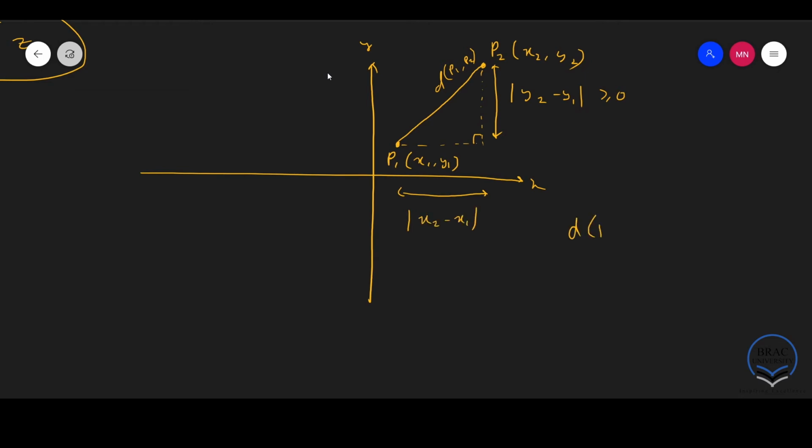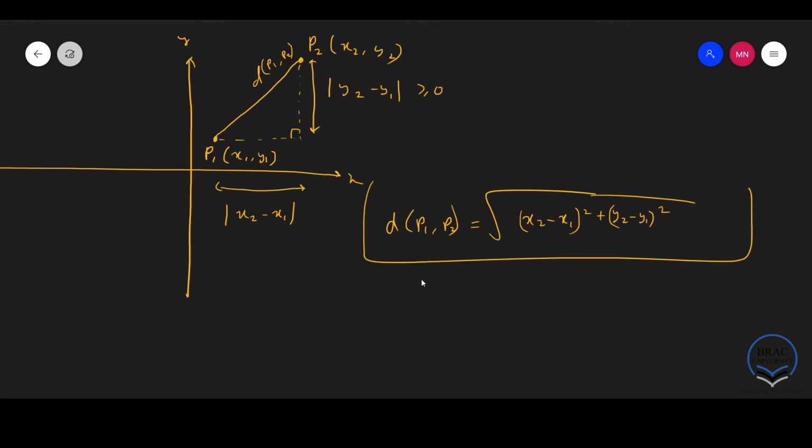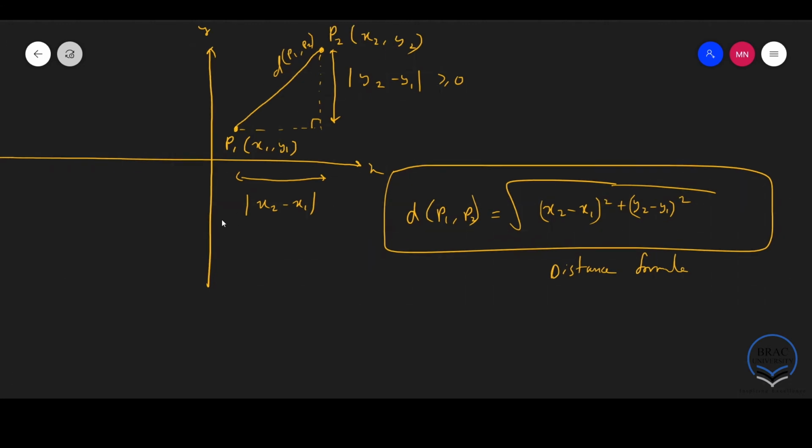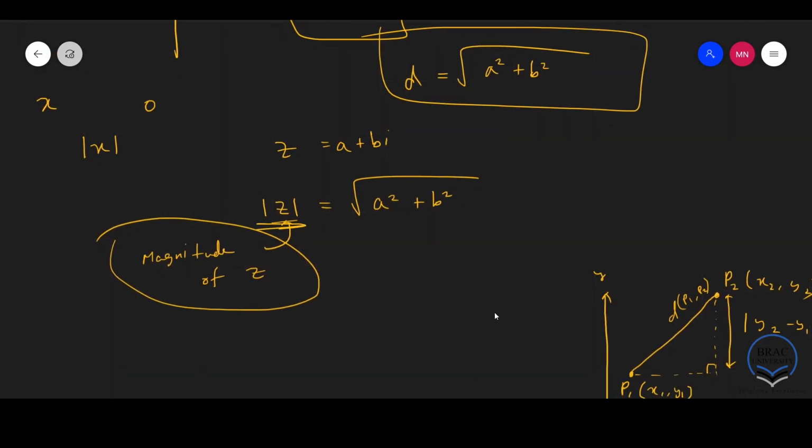So now applying the Pythagorean theorem, we have the square root of x2 minus x1 whole squared plus y2 minus y1 whole squared, and this is actually my distance formula, right? We're not considering absolute value inside here because we already have a square term, so we will get something non-negative anyway. Keeping this in mind, we have shown how to find the magnitude of a complex number.